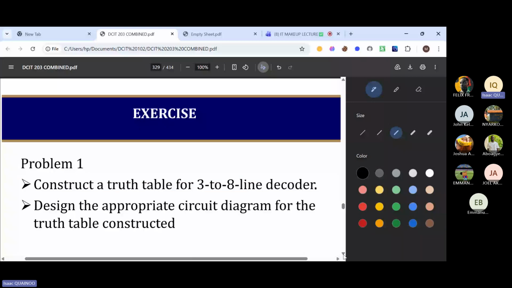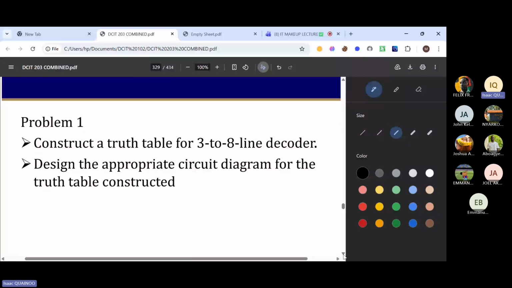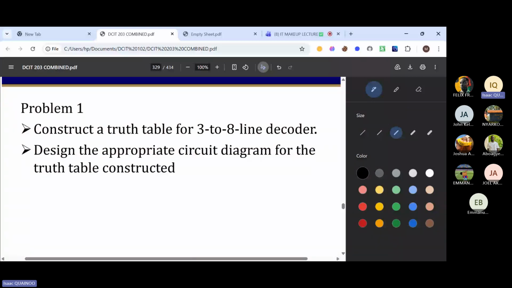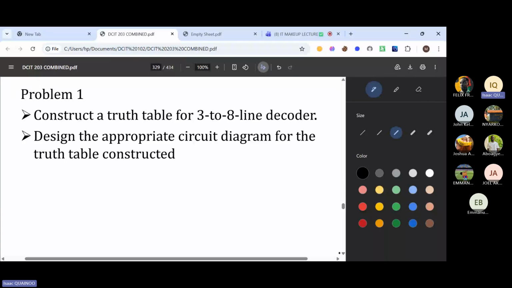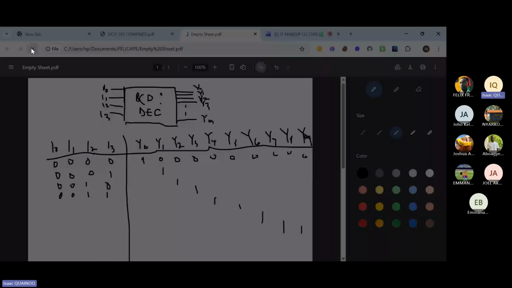All right, so we have a problem here. Let's see if we can work on that problem. The problem says: construct a truth table for a 3:8 decoder, and then design the appropriate circuit diagram for the truth table constructed. So how do you solve a problem like this? What is the ideal solution for a problem like this? We have a 3:8 decoder. You know a 3:8 decoder has 3 inputs, right? So let me draw it on a fresh page.